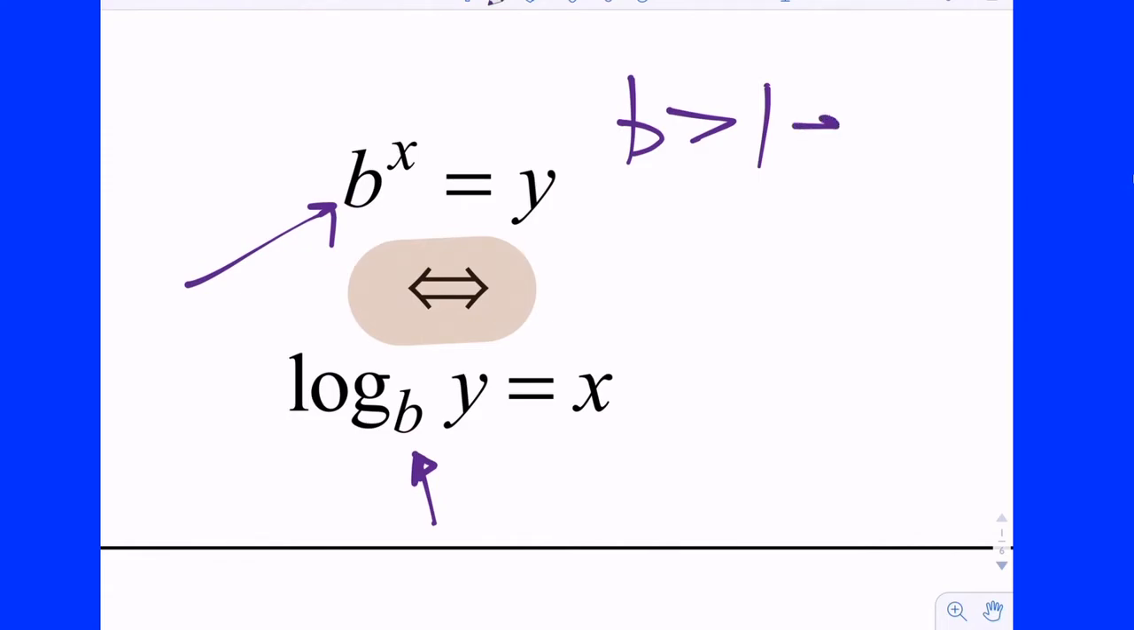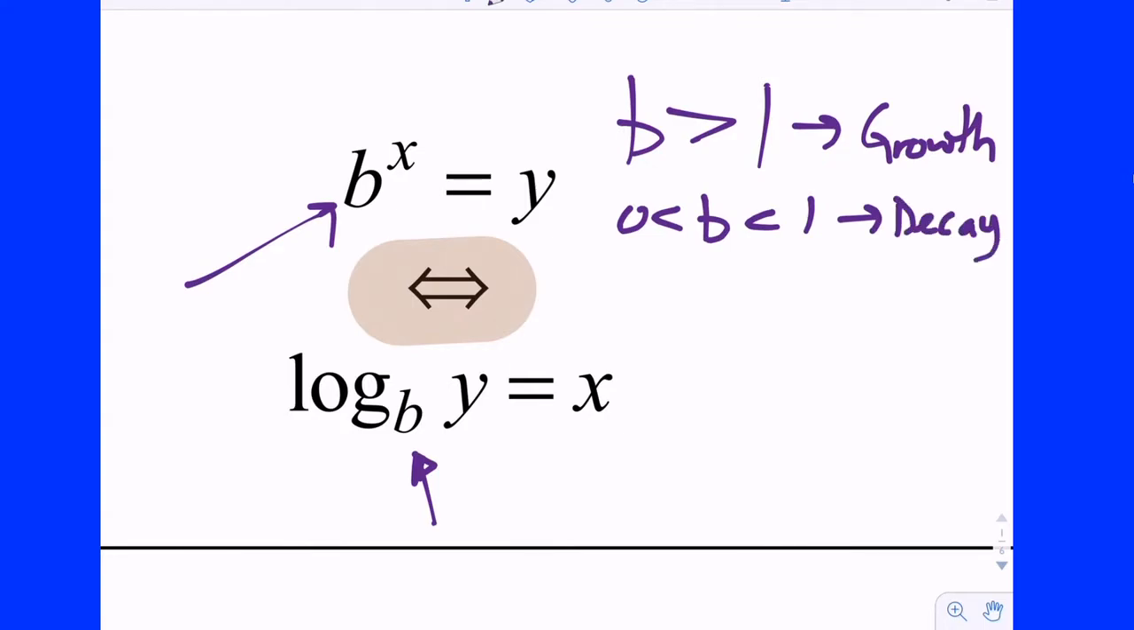And of course, we know that there's only certain values it can take on. If the base is greater than 1, you have growth, whether it's exponential growth or logarithmic growth. If the base is between 0 and 1, you have decay, either exponential decay or logarithmic decay. Those are the only allowable bases.